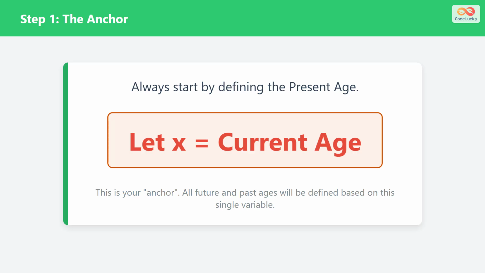The most important step is the first one. You need an anchor. In almost every age problem, it is best to define your variable, x, as the present age. Even if the problem talks about 10 years ago or 20 years in the future, always start by saying, let x equal the age right now. This keeps your math organized.